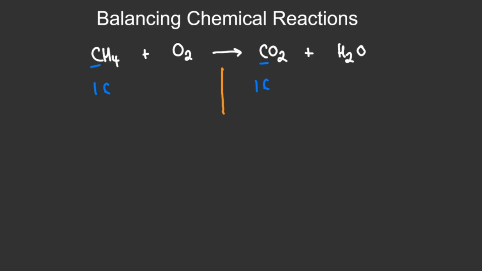Now, let's go to the hydrogens. On the left, methane has 4 hydrogen atoms. And on the right, water has 2 hydrogen atoms. So to make 4 hydrogens on the right side, we need to put a coefficient of 2 in front of the H2O. Now we have CH4 plus O2 into carbon dioxide and 2 water molecules. Now hydrogen is balanced. Finally, let's count the oxygens.